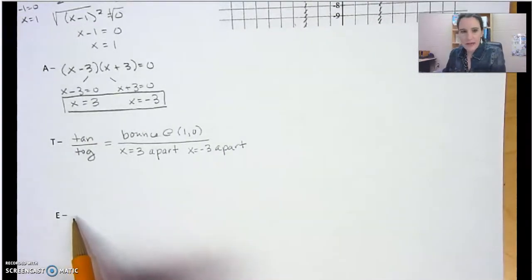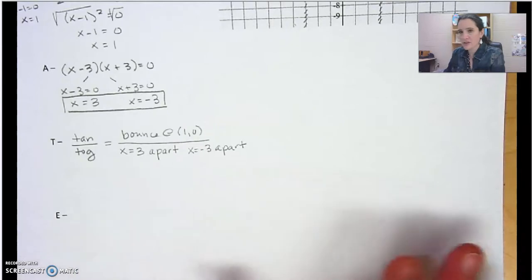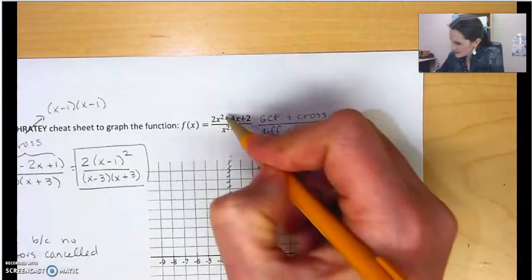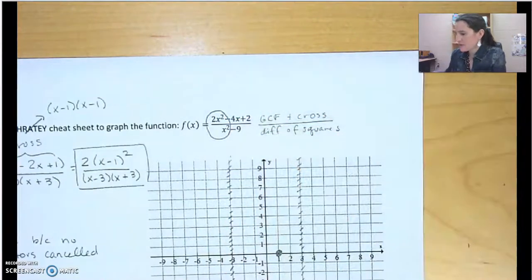And E was for end behavior. So when you go to your SHRATEY sheet and talk about end behavior, it says to look at the leading terms. And don't forget what I had you write down on there was, you want to look at the leading terms in the original problem before you factored and simplified. And so that's these terms right here. And you're going to keep them in fraction form and then look at it.